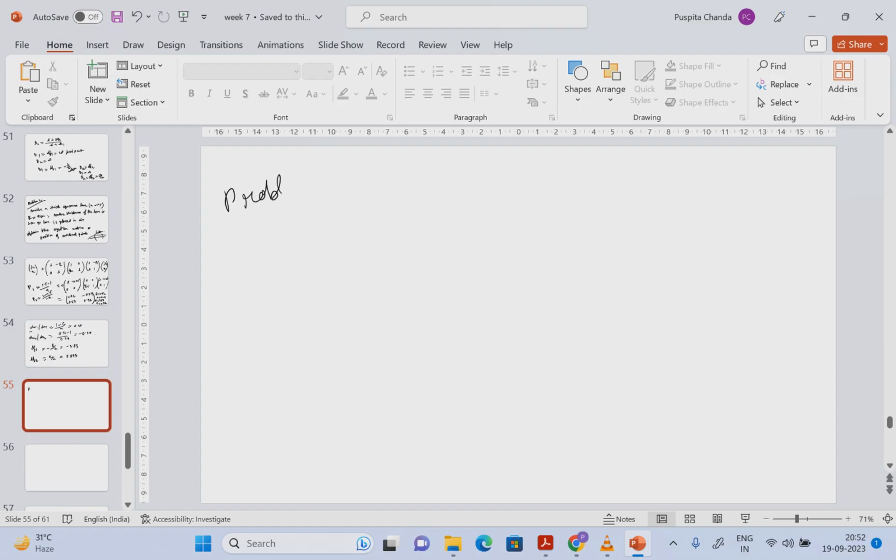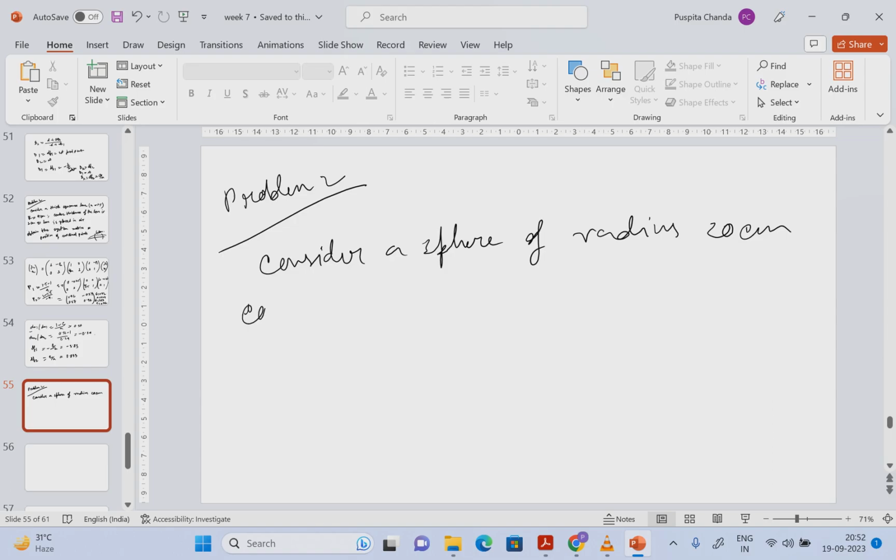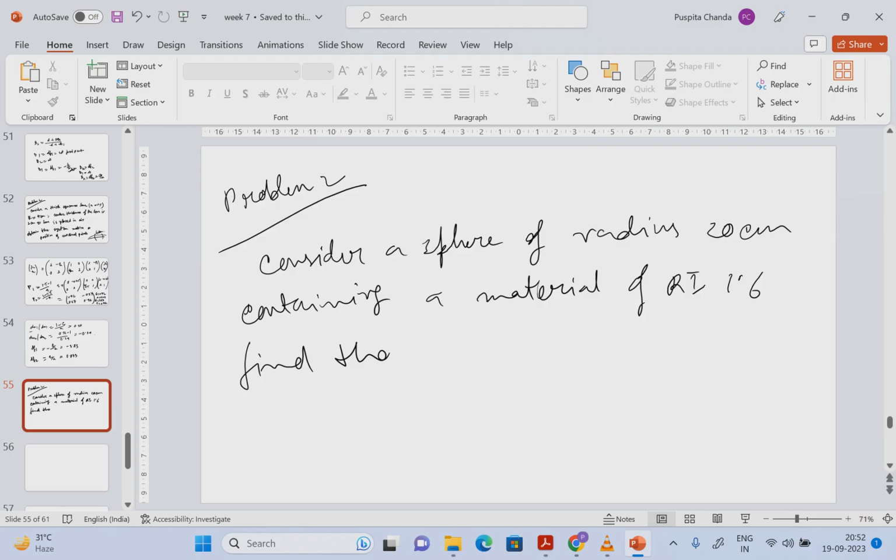Problem number 2. Consider a sphere of radius 20 centimeter containing a material of refractive index 1.6. Find the position of the paraxial focal points and unit lengths.